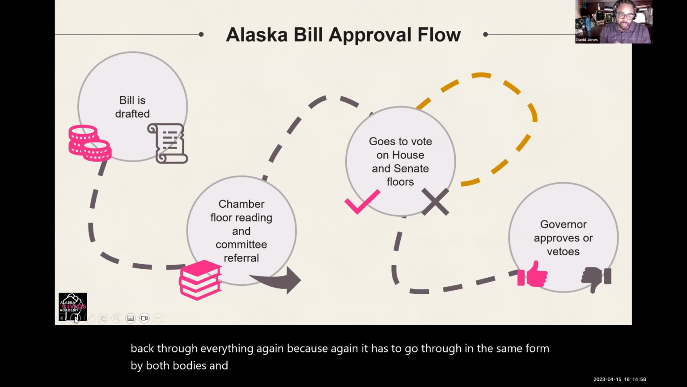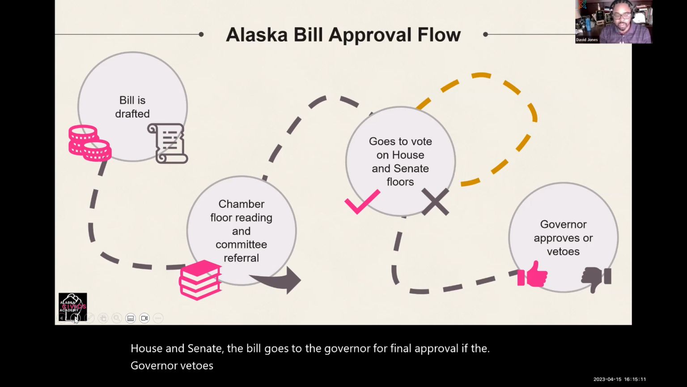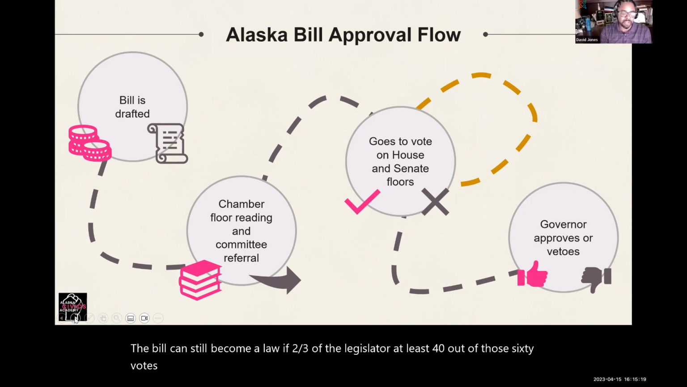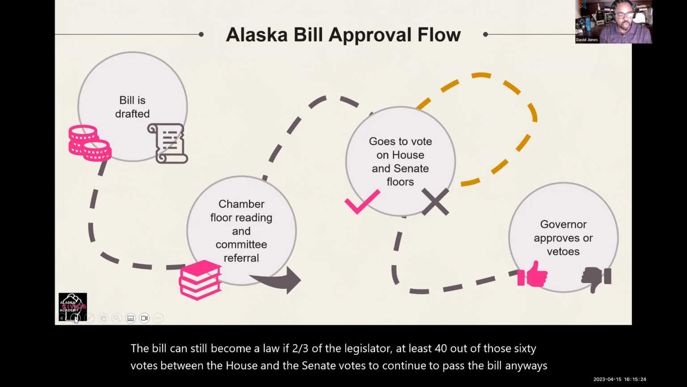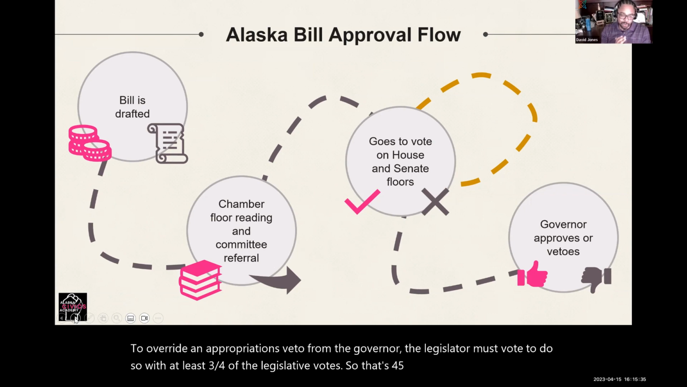And then the last step of four-ish, easy-ish steps. After passing the House and Senate, the bill goes to the governor for final approval. If the governor vetoes the bill, it can still become law if two-thirds of the legislature, at least 40 out of those 60 votes between the House and the Senate, votes to pass the bill anyways. To override an appropriations veto from the governor, the legislature must vote to do so with at least three-fourths of the legislative votes. So that's 45 out of 60 votes between the House and the Senate.